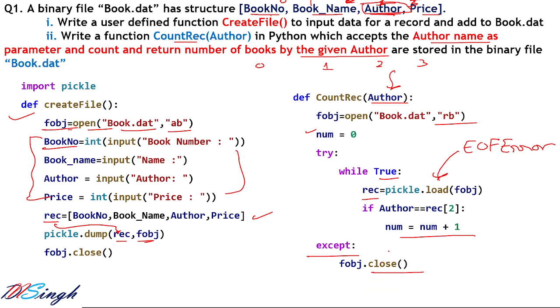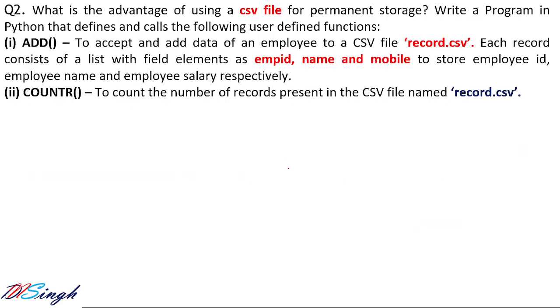So that's it about this question. Let us move ahead and return that num, which holds the number of books written by that particular author. So this is our count record function. This is our create file function. Let us move to the next one.